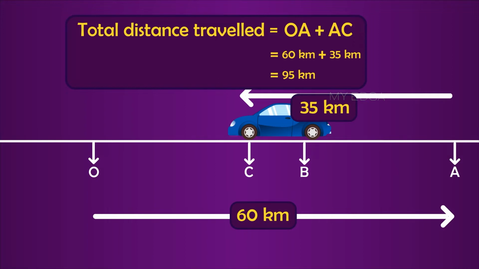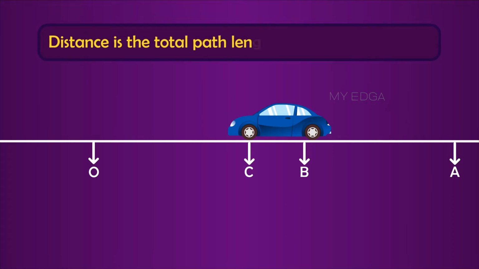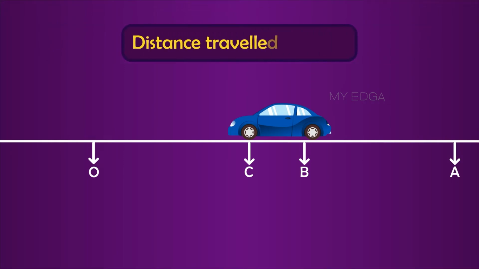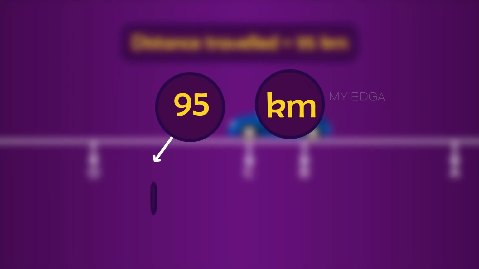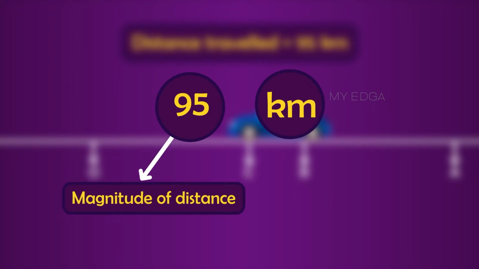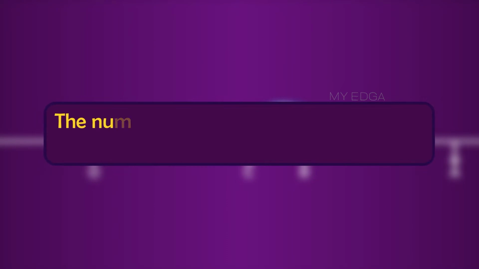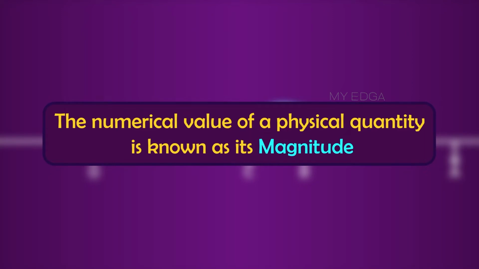You already learned in your previous classes that distance is the total path length covered by an object. In this situation, distance traveled by car is 95 kilometers. Here, 95 is the magnitude of distance traveled by car and kilometer is the unit of distance covered. The numerical value of a physical quantity is known as its magnitude.